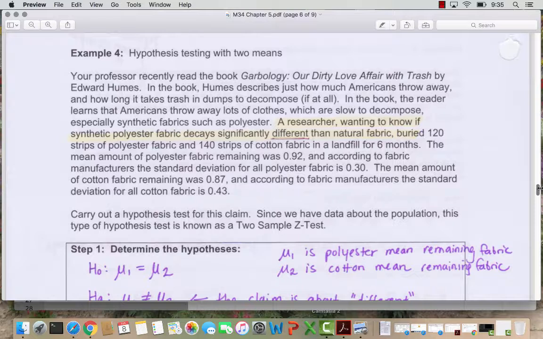So in this description, you're told about the book Garbology, our dirty love affair with trash, and a researcher is trying to figure out if synthetic polyester fabric decays significantly different than natural fabric. And so the researcher buried 120 strips of polyester fabric and 140 strips of cotton fabric in a landfill for 6 months. So then after that, they came back and found the mean amount of polyester fabric remaining was 0.92, and according to fabric manufacturers, the standard deviation for all polyester fabric is 0.30. And the mean amount of all cotton fabric remaining was 0.87, and according to fabric manufacturers, the standard deviation for all cotton fabric is 0.43.